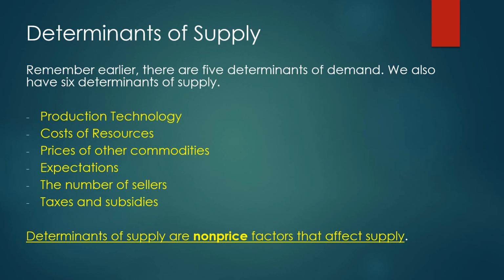So remember earlier, there are 5 determinants of demand. Well, now we also have 6 determinants of supply. And they are production technology, costs of resources, prices of other commodities, expectations, the number of sellers, taxes and subsidies, and these are all determinants of supply that are non-price. These are not related to price at all. Determinants of supply.